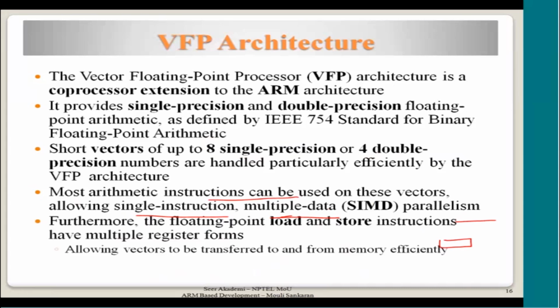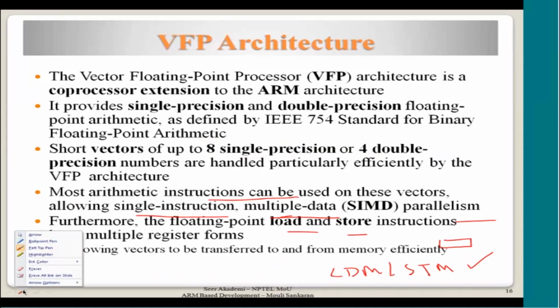Further, the floating point load and store instructions have multiple register forms. Even the ARM has multiple register forms, LDM and STM, which you have heard about. So the floating point processor also can load data from the memory. Multiple words can be copied from memory to registers in the floating point processor, or it could be the other way, so the registers could be saved into memory. Multiple data transactions can happen.